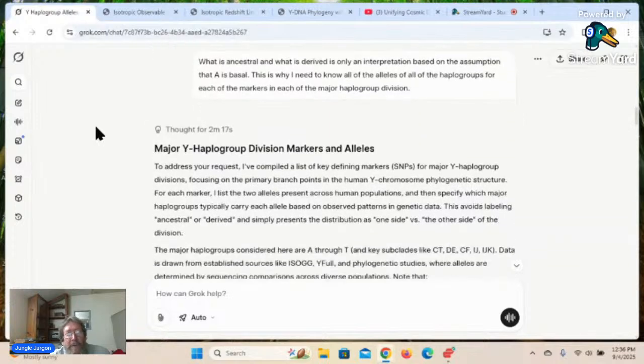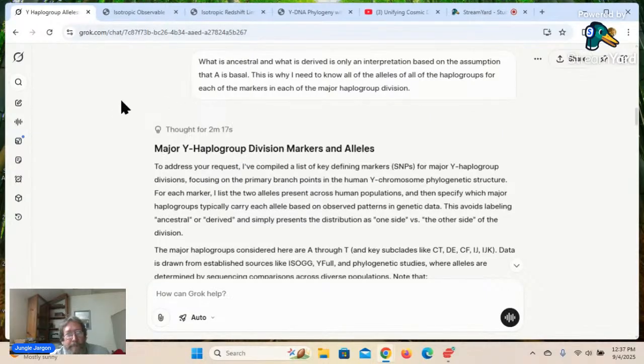So I say, what is the ancestral and what is the derived is only an interpretation based on the assumption that A is basal. So they're assuming which one is ancestral and which one is derived, depending on where you put the root of the tree. This is why I need to know all of the alleles of all the haplogroups for each of the markers in each of the major haplogroup divisions.